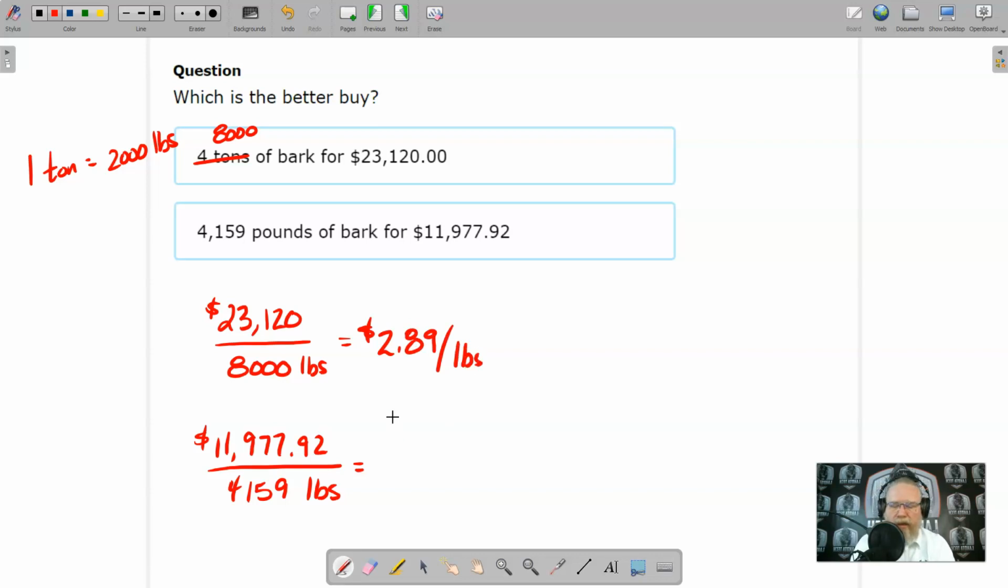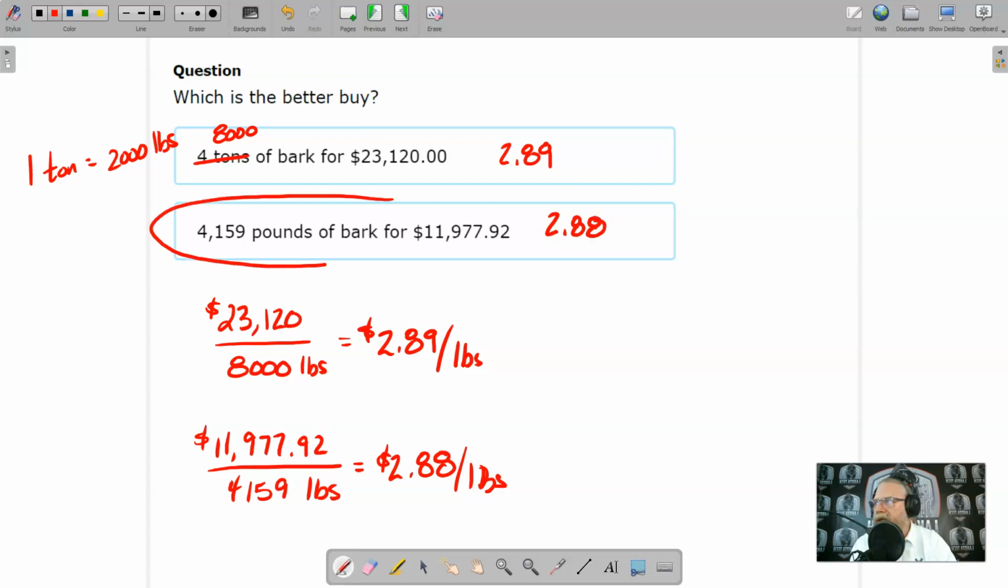And the other one, $11,977.92. We're going to divide that by 4,159. And that's going to give us $2.88. $2.88 for a pound, LBS. And so we had 2.89 compared to 2.88, pretty doggone close, wasn't it? The second one's the correct choice.